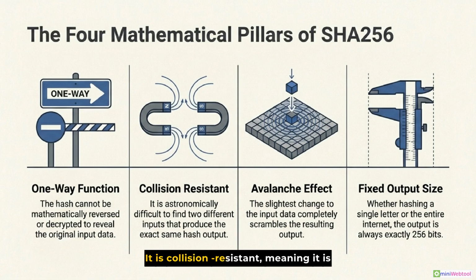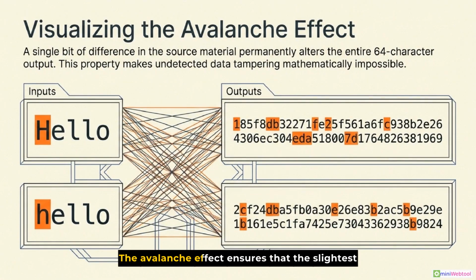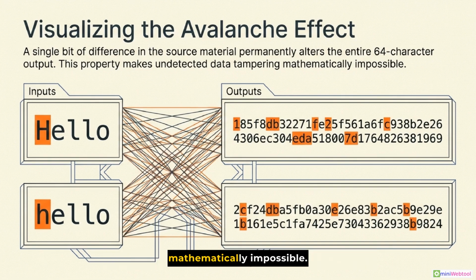It is collision resistant, meaning it is extremely difficult to find two inputs that produce the same output. The avalanche effect ensures that the slightest change in the input data completely scrambles the resulting output, making undetected data tampering mathematically impossible. The output also always has a fixed size of 256 bits.